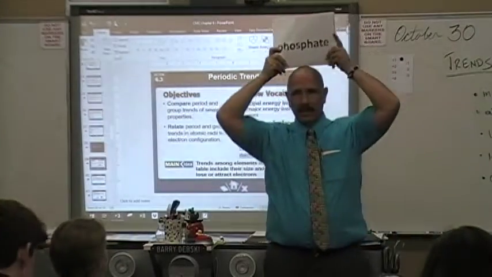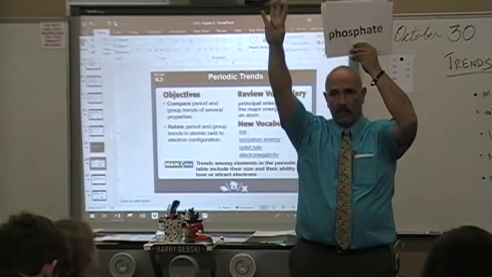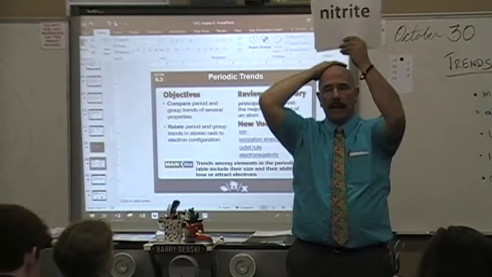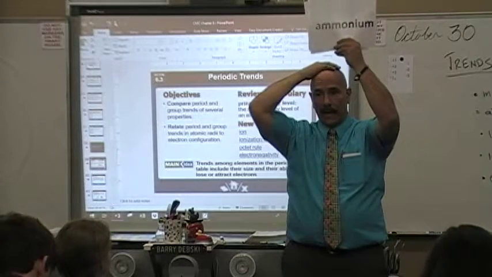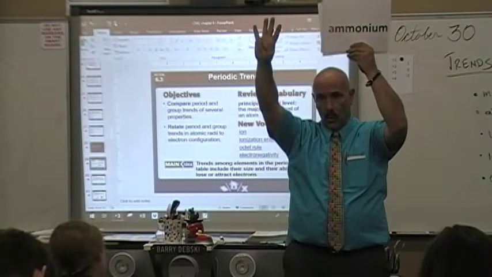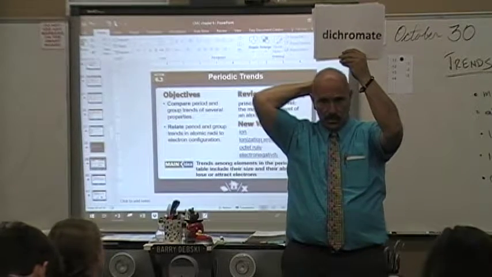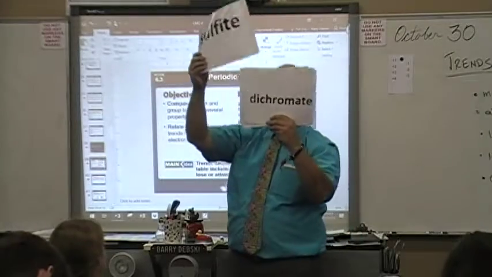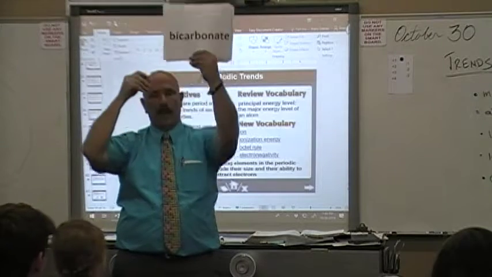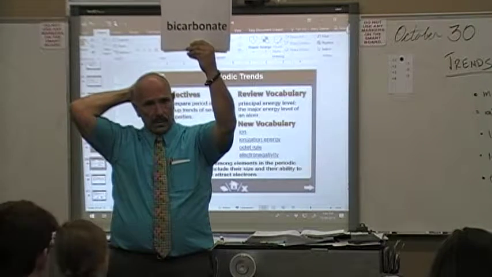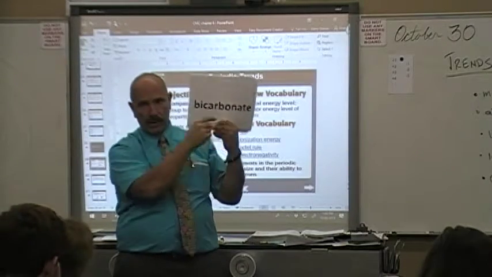Everybody. PO what? PO4. NO what? 2. Nice. NH what? 4. CR? Cr2O7. SO? 3. H? HCO3. Remember the bi is on hydrogen? CO3, carbonate.